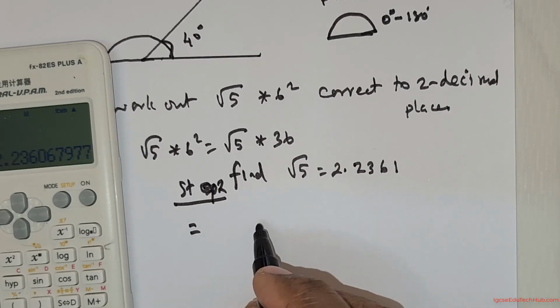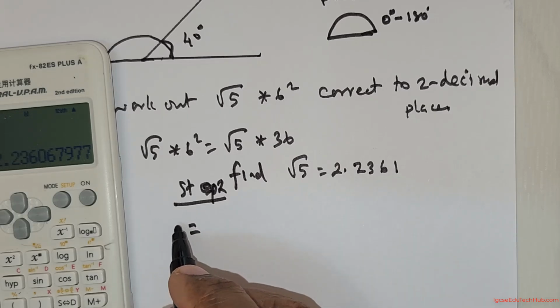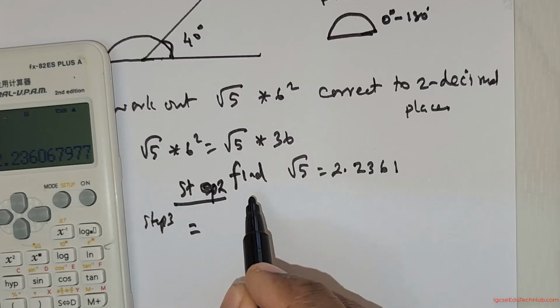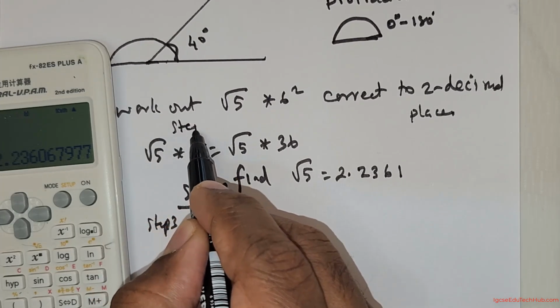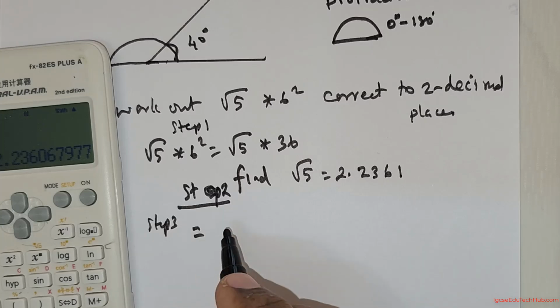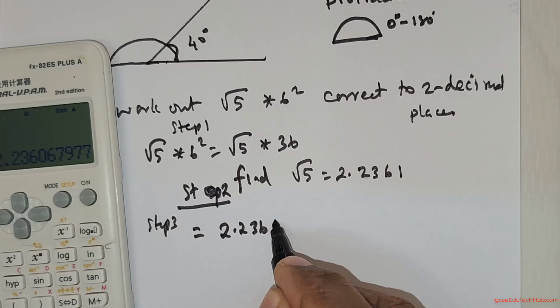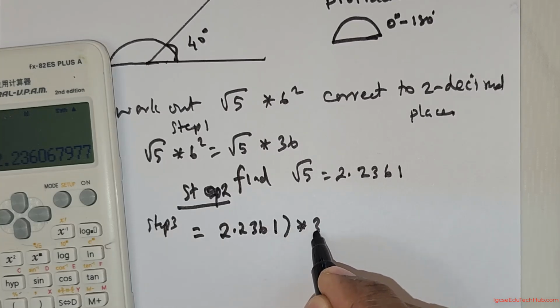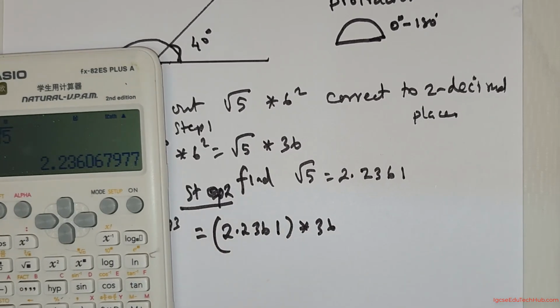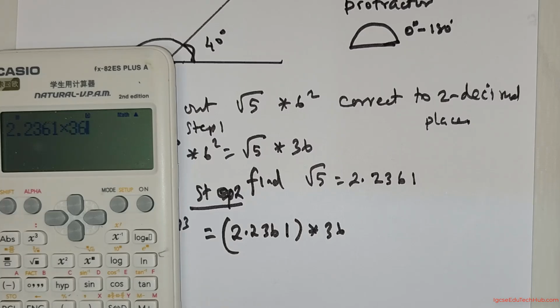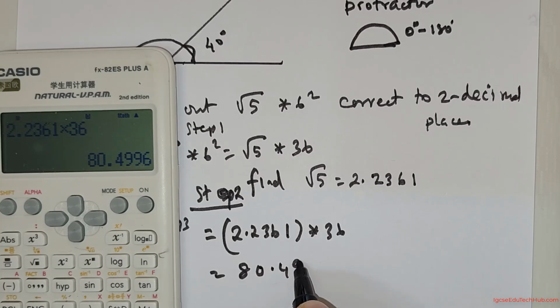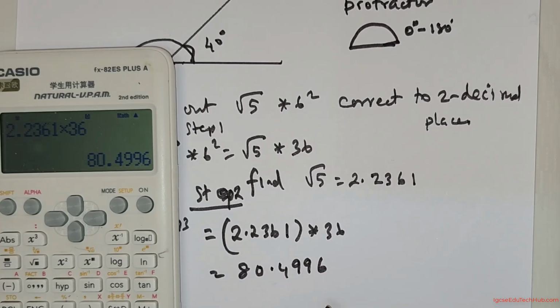After you have found that value, the next step, which is step number 3. Step number 1 is this, so let me write that down here. Step number 3 is to multiply the value 2.2361 with 36. So go back to your calculator, enter the value 2.2361, then multiply it with 36. And what do you get? You get 80.4996. Just write the value down.